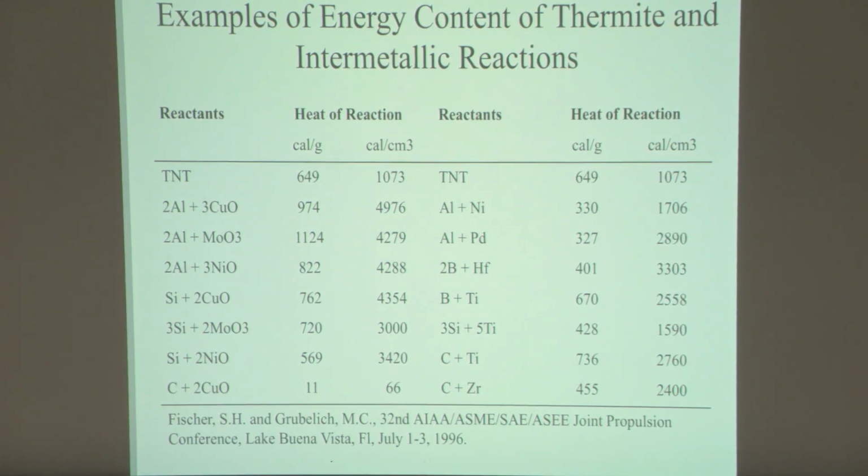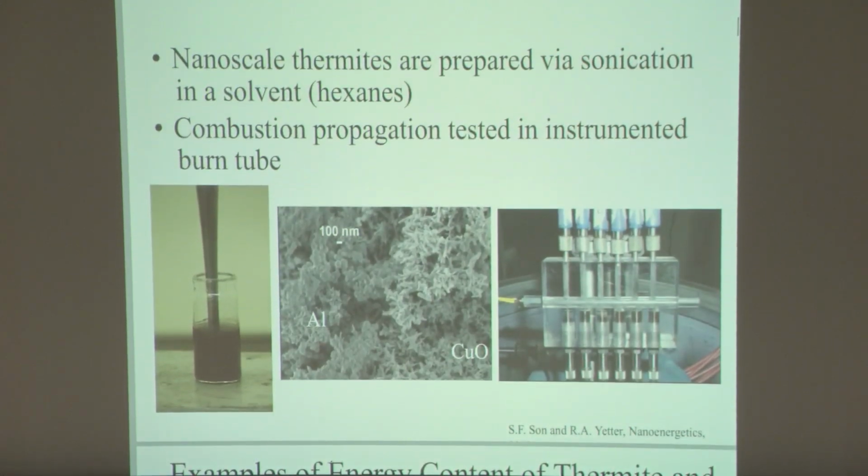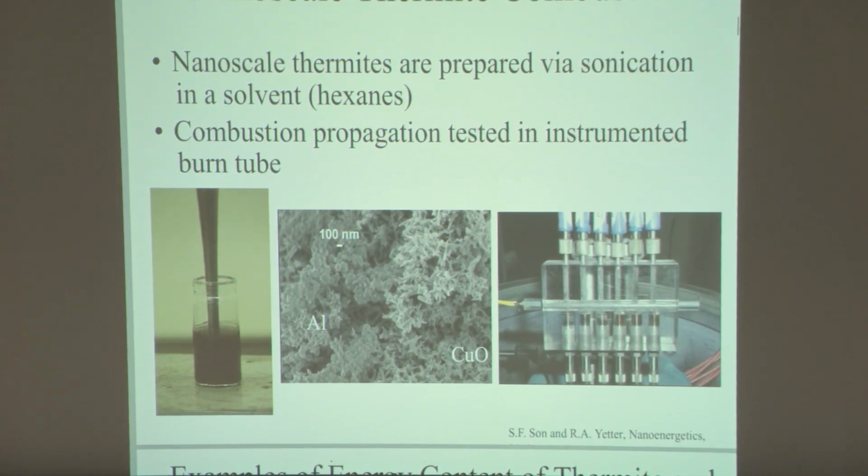Okay, so early on, what people did is they started to take mixtures of these nanoparticles, and what they would do is they would just mix them in hexane and sonicate them to get a good distribution so that they were well mixed, and then they would basically dry off the solvent and create a well-mixed mixture of nanoaluminum copper oxide. They'd put them in a tube, as I show here. They'd fill this tube up.